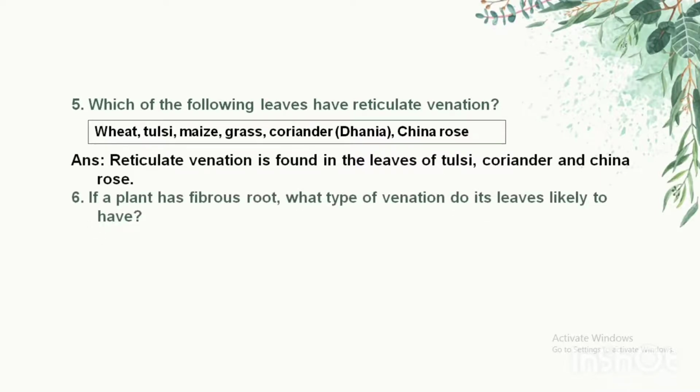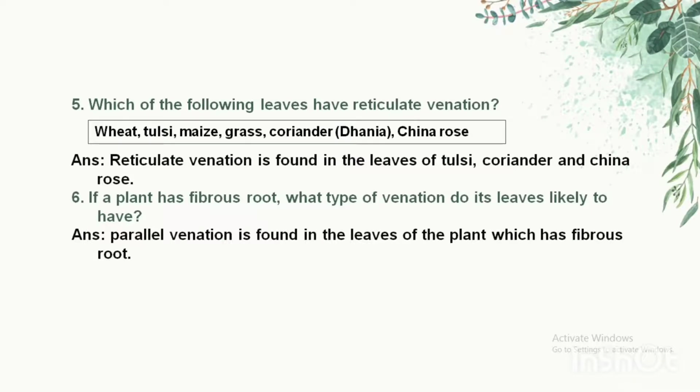Next question is, if a plant has fibrous root, what type of venation do its leaf likely to have? मतलब अगर कोई प्लांट का फाइबरियस रूट है तो उसका कौन सा लीफ वेनेशन होगा? As I taught you the relationship between the root system and the leaf venation. So fibrous हो तो कौन सा आएगा? Exactly, parallel आएगा. So parallel venation is found in the leaves of the plant which has fibrous root.